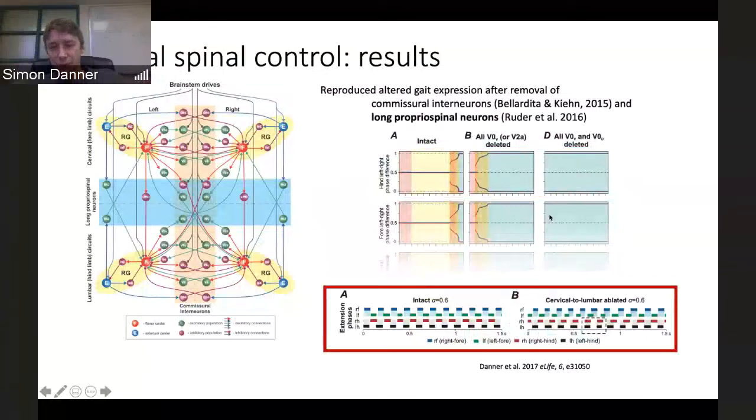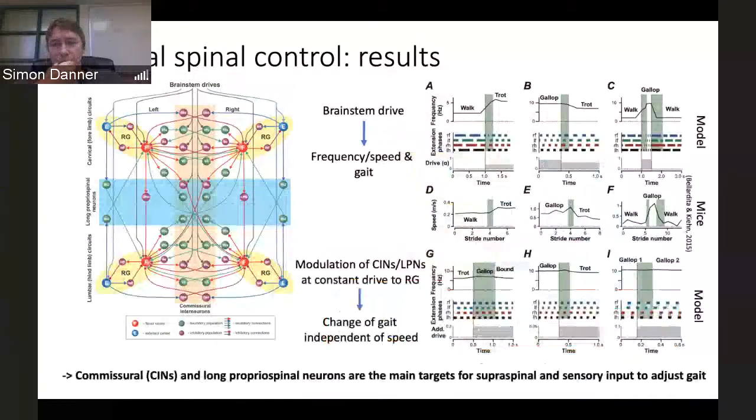Furthermore, it also reproduced the transitory change of hind limb coordination if the cervical to lumbar non-propriospinal neurons were removed, and also replicates the speed-dependent manner in which this occurs. So now, what conclusions can we draw from this model?